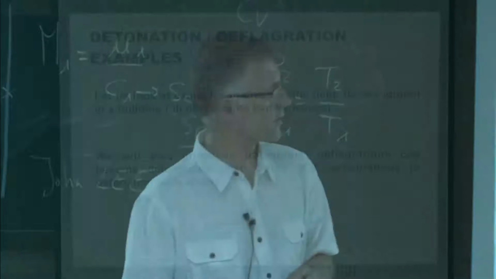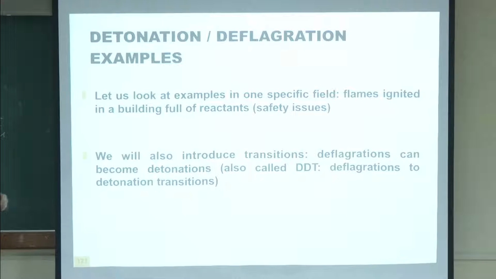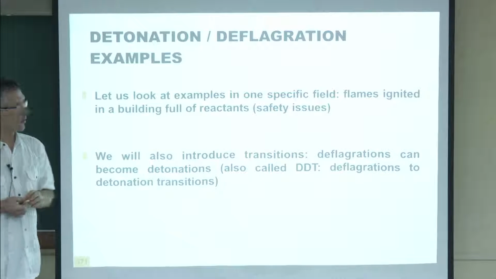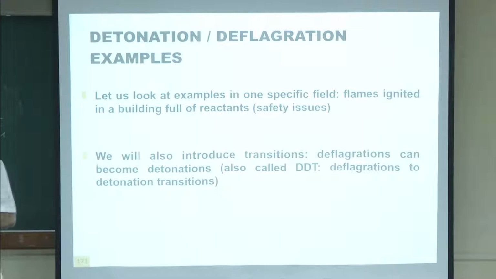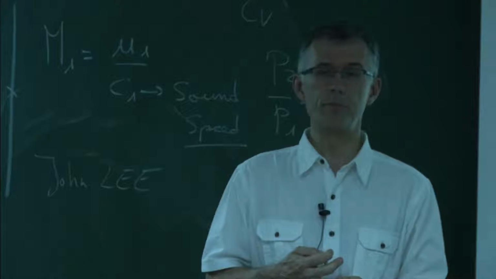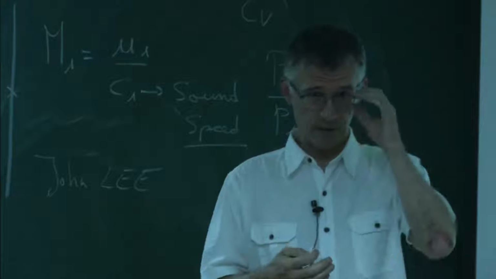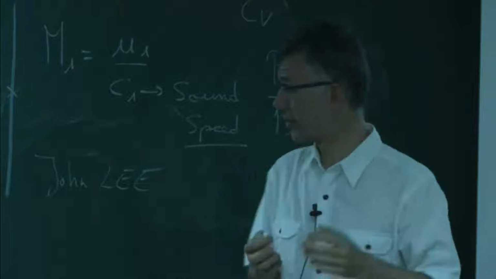So let me give you a few examples. The most classical example is really safety. I will come back to safety problems later this week when we discuss safety in buildings. I want here to give you an example of deflagration and detonation. What I'm going to show you is experiments done by insurance companies. These people have big business insuring people, and when there is an accident, they try to understand what happens. So their problem is the following.